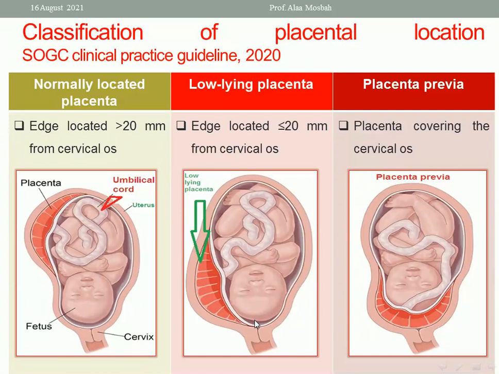As in this picture, this is the internal os and this is the placenta. We look for the lower edge of the placenta by transvaginal ultrasound. If it lies within 20 millimeters from the internal os, we call it low-lying placenta. But if it is completely covering the internal os, as in this picture, we call it placenta previa. So this is the most recent classification, divided into 2 groups: low-lying placenta and placenta previa.